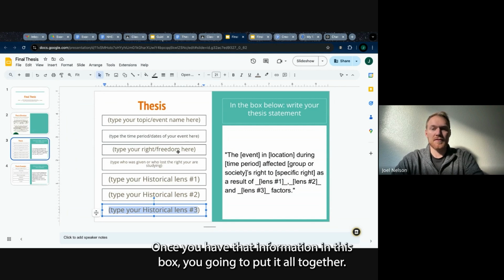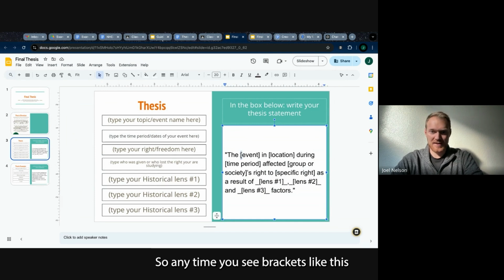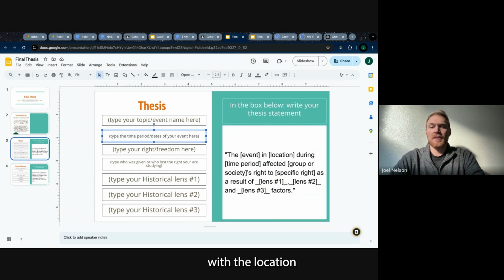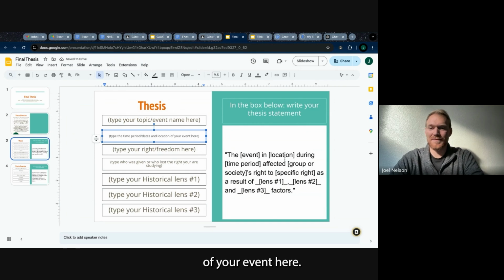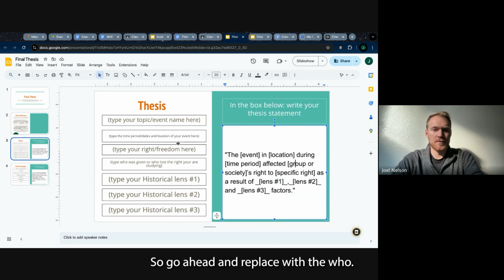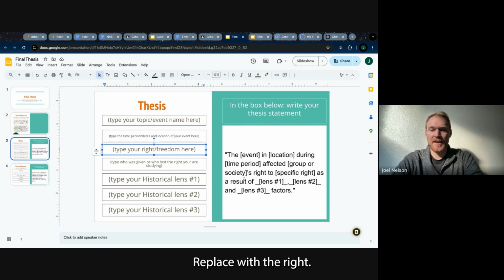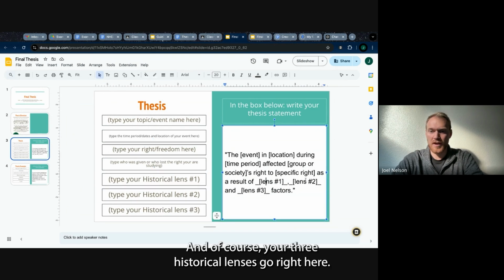Once you have that information, in this box, you're going to put it all together. So anytime you see brackets like this, replace that with one of these boxes. So event, replace with event, location with the location, which I'm realizing is not on here. This should say the time period / dates and location of your event here. During what time period? So time, place. Who? So go ahead and replace it with the who. Which right? Replace with the right. And of course, your 3 historical lenses go right here.